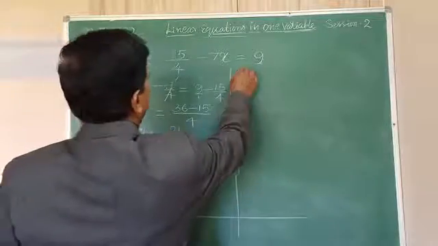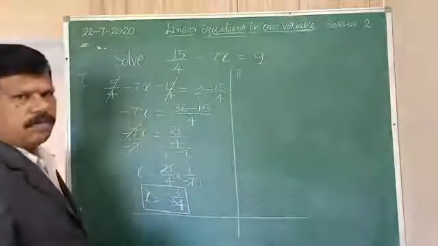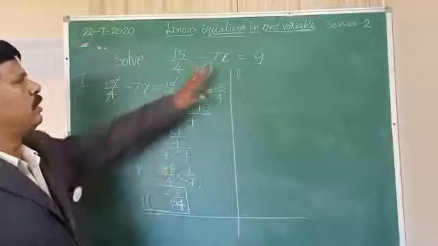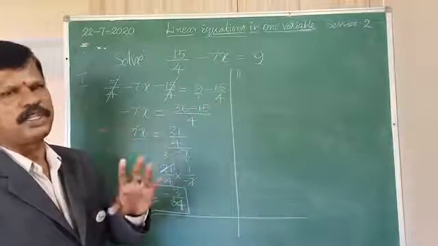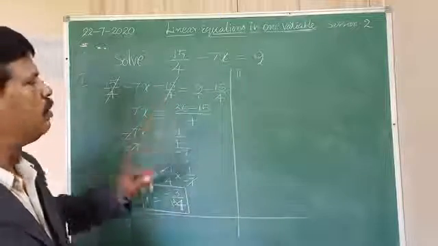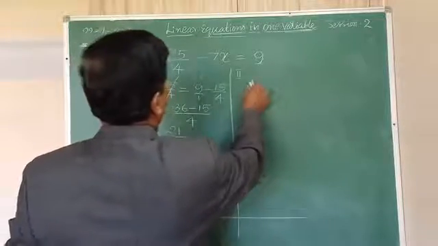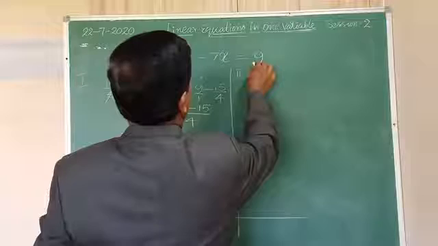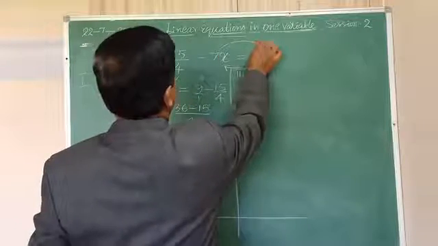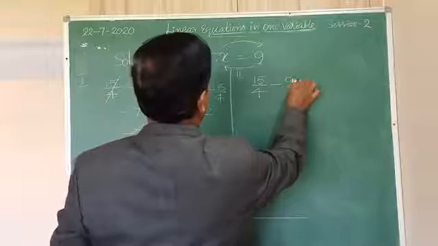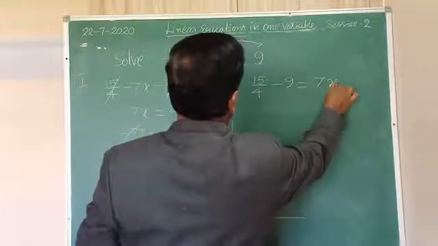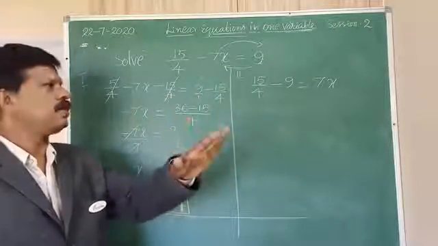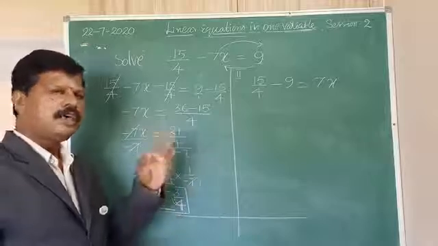Now, the second method, the transformation method. In the transformation method, keep one thing in your mind: the variable should be on the positive side. So, what you can do is shift this one and shift this one: 15 by 4 minus 9 equals 7x. So, shift the variables to one side and keep the other things on the other side.